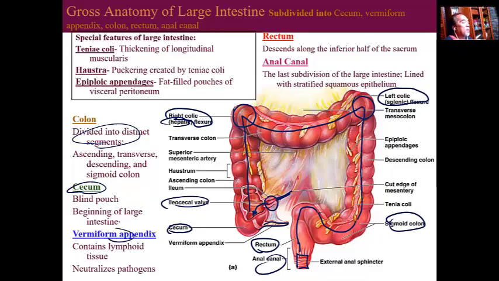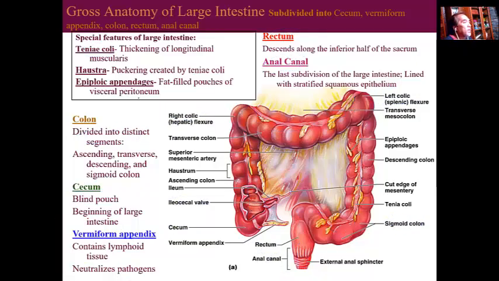So identify the appendix, rectum, and anal canal. Now, what are the special features of the large intestine? The teniculi. Let me erase a couple of these labels. The teniculi are thickenings of the longitudinal muscularis, so this is actually a thickened longitudinal muscle. That's called the teniculi. You only see it here in the large intestinal tract.